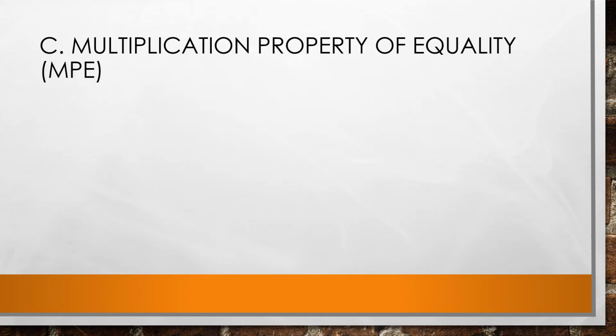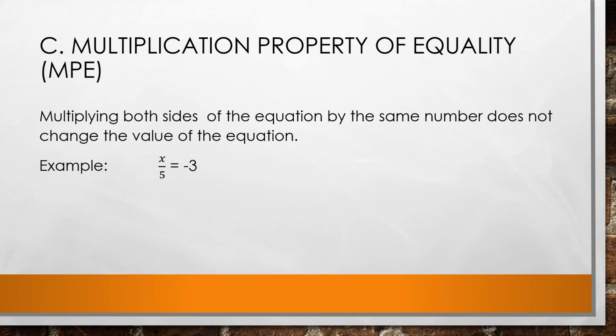Next, we have the multiplication property of equality, or the MPE. Multiplying both sides of the equation by the same number does not change the value of the equation. Okay, so we have here, since the denominator is a 5, so we multiply both sides by 5. So this one is cancelled. Therefore, x is equals to negative 15, because negative 3 times 5 is negative 15.